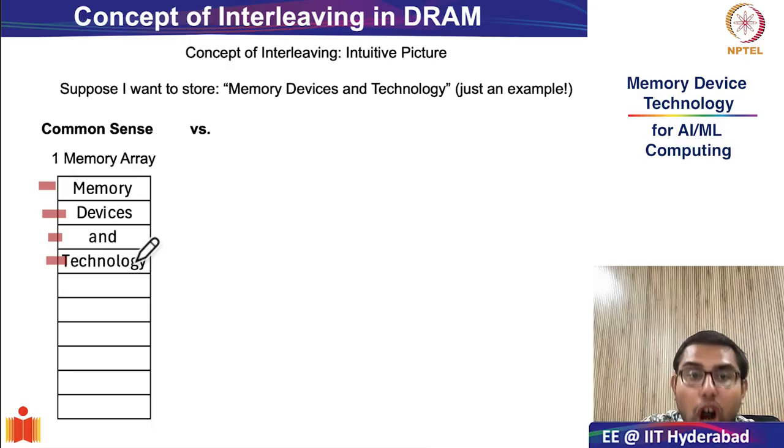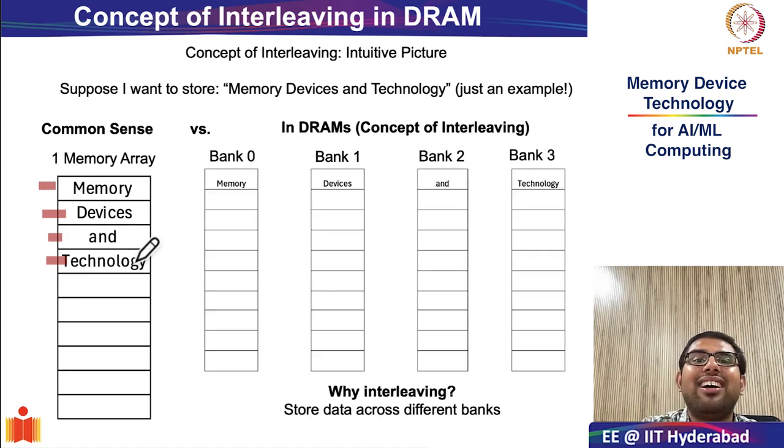However, that is not what is happening in case of a DRAM subsystem. And this is where the concept of bank becomes very important. How data actually gets stored in the DRAM subsystem is in different banks. Okay, and this is the very interesting concept of interleaving. So as you can see, the same data in the DRAM subsystem is stored in different banks.